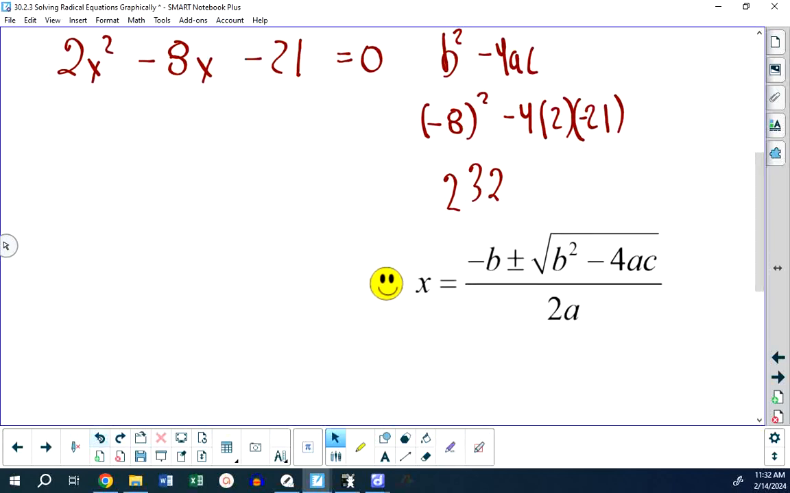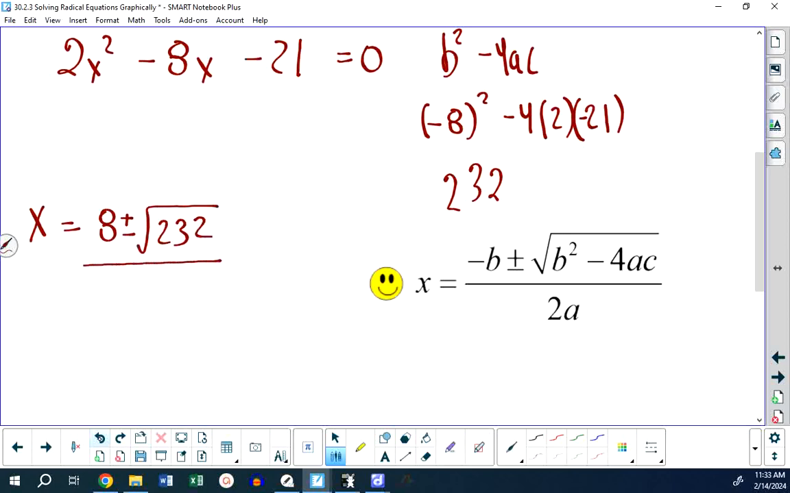Well, you don't have to. If you want to solve it by completing the square, be my guest. But I don't think anybody does. And b squared minus 4ac is a big part of the quadratic formula. So x here will be equal to negative b, which will be positive 8, plus or minus root 232, all over 2a, which is 4.